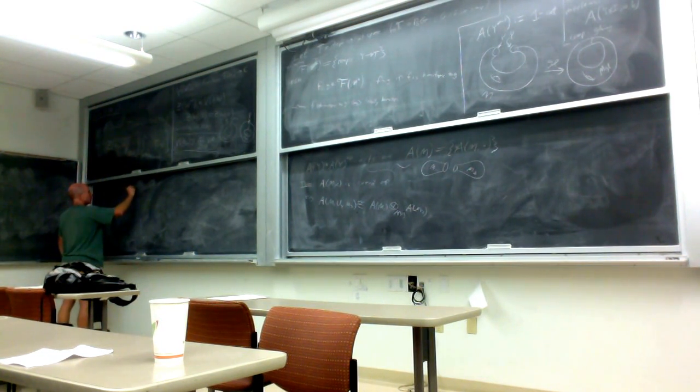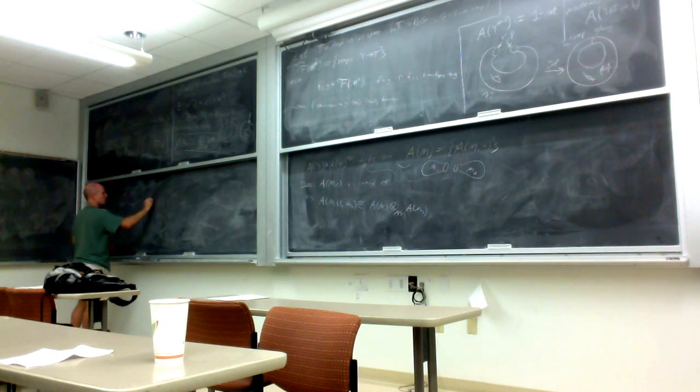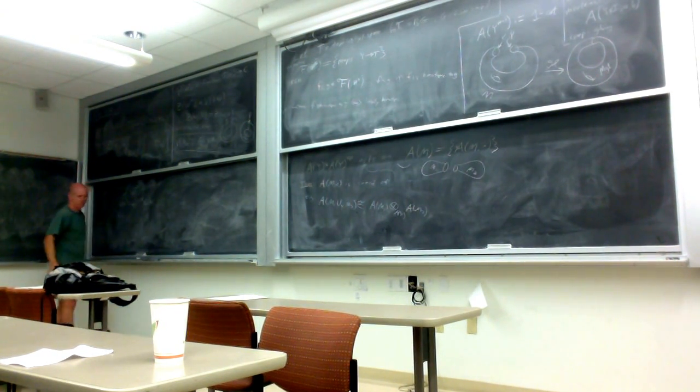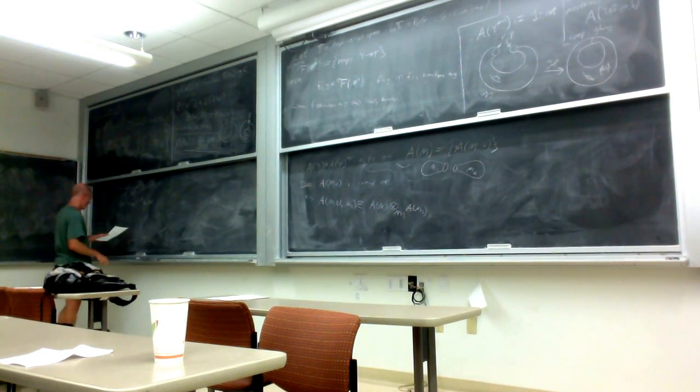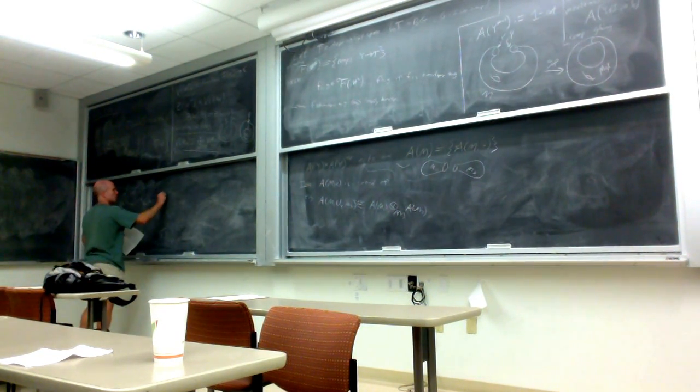So now, it was an n plus 1 dimensional manifold W. I've divided the boundary into two pieces: the boundary in of W, and the boundary out of W. And I'm going to say P is equal to the boundary.